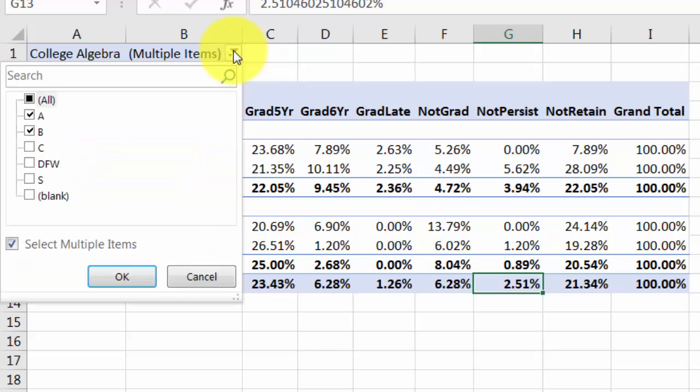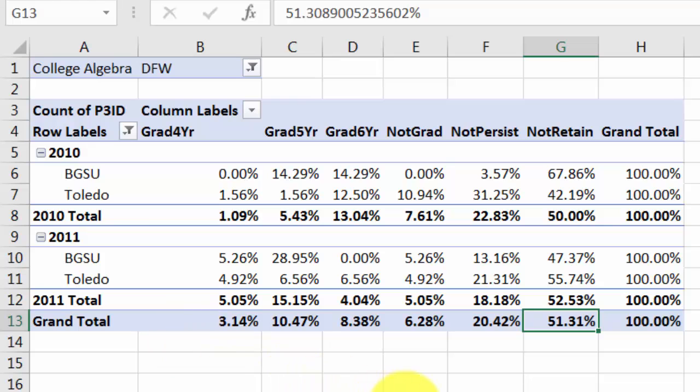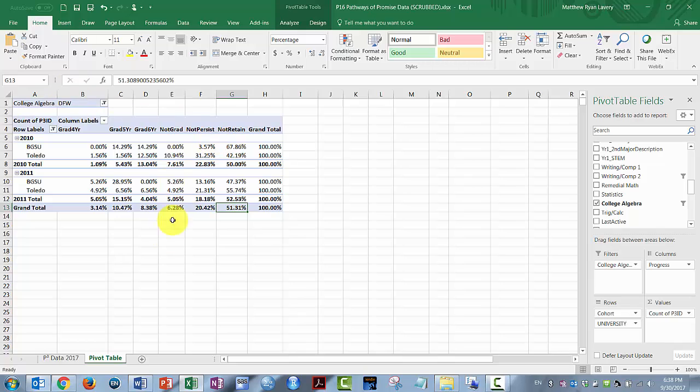Now let's compare that to the outcomes for students who received a DFW, who did poorly enough in the course for it not to count for any program requirements. And what we see is that with a DFW in college algebra, about half of those students were not retained. 20% of them did not persist, and only about 3% of them graduated in 4 years or less. So this seems to be a pretty strong predictor of college success. And we can use these same methods with any other course.